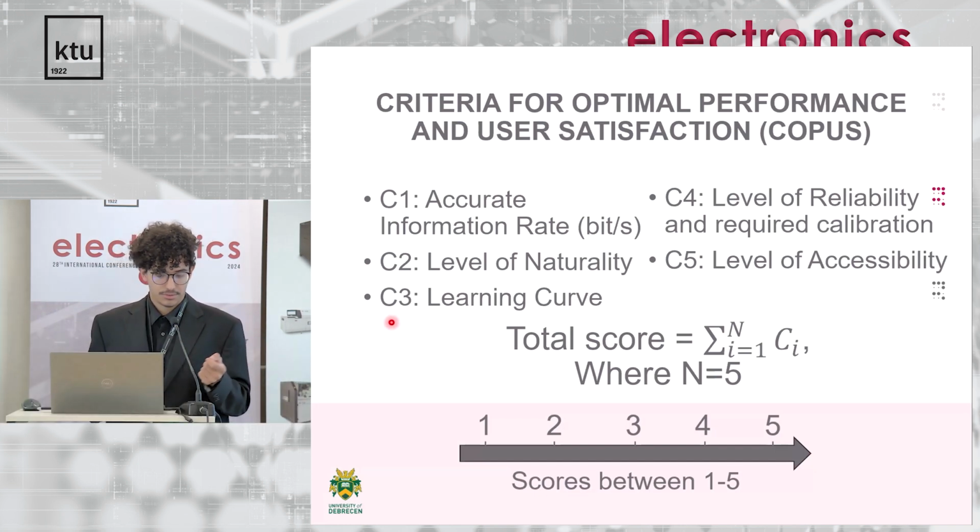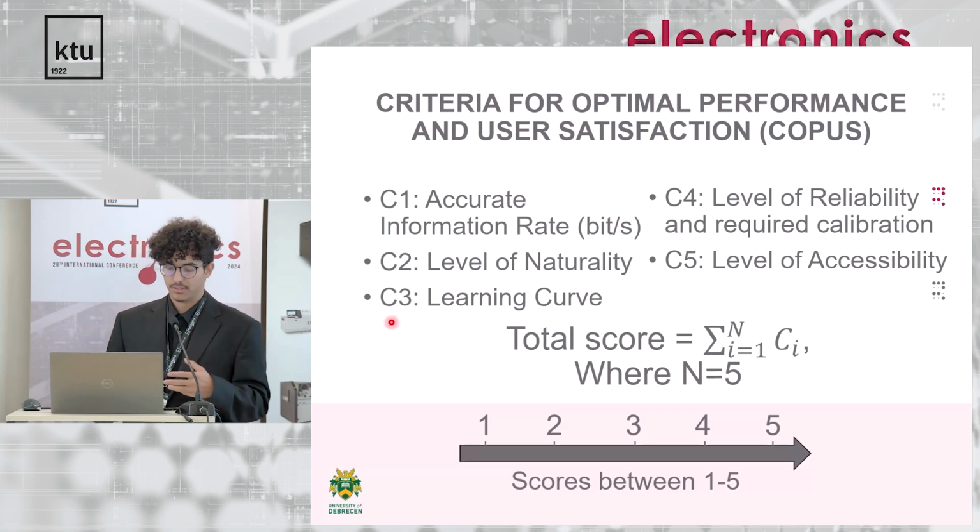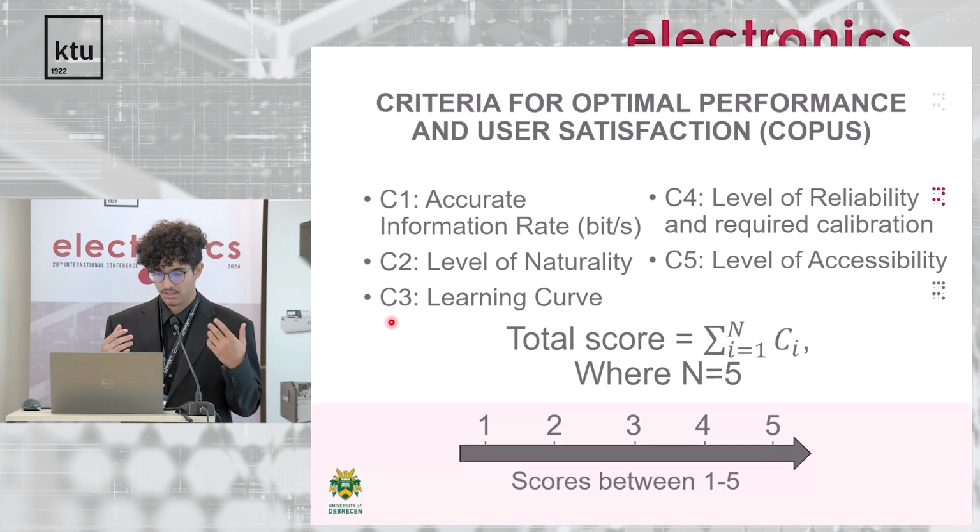The third criterion is the learning curve. That's how much time and effort you have to put in so that this interface works properly for you. For example, a voice-based system would be super intuitive, so you can just start speaking with almost no learning curve, while a manually driven car requires high effort to be used.